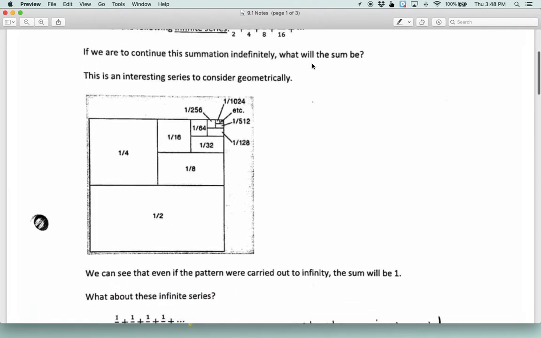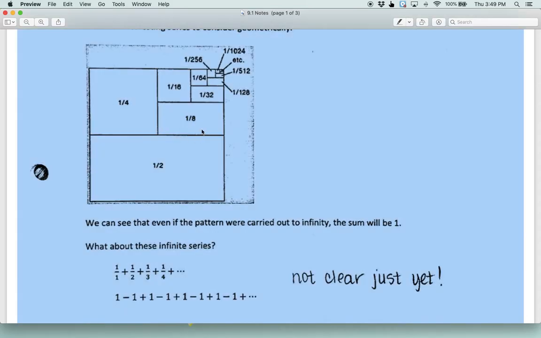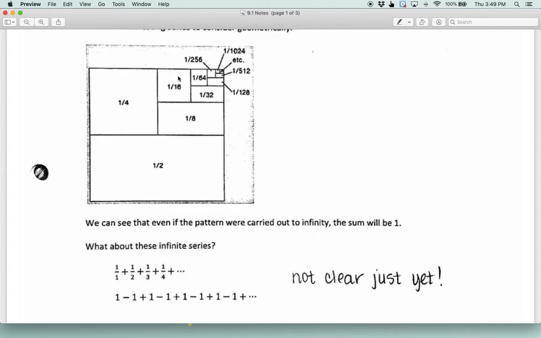This is a good one to look at geometrically. If we think about this as a square with an area of 1, then half of that would be a half, and then the following square, half of what's left makes a fourth, half of what's left makes an eighth, half of what's left makes a 16th, and so on and so on. If you're constantly taking half of what's left, no matter how teeny tiny this is going to get, are we ever going to fill the square? And the answer is no.